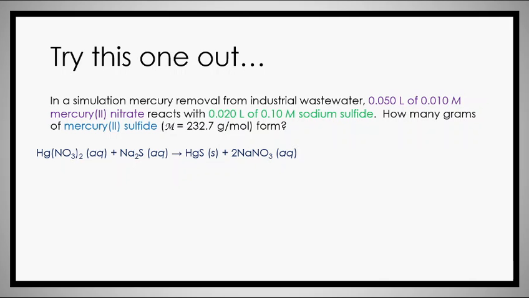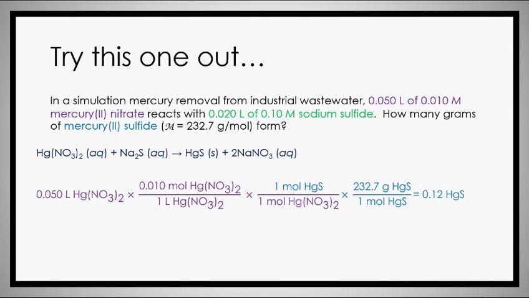Now we just need to make sure to convert our volume into moles. Please pay attention to my color coding here. I have 0.050 liters, and I have 0.01 moles per liter. Then we have a one-to-one relationship between our mercury sulfide and our mercury nitrate. I give you the molar mass, which tells you that there are 232.7 grams of mercury sulfide for every 1 mole of mercury sulfide. Here we just need to set up everything correctly and make sure all the units we don't want cancel out.